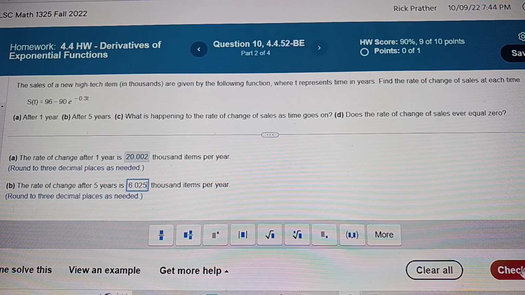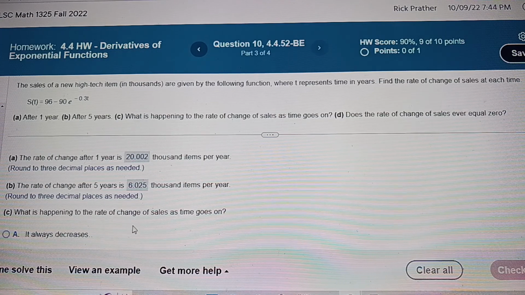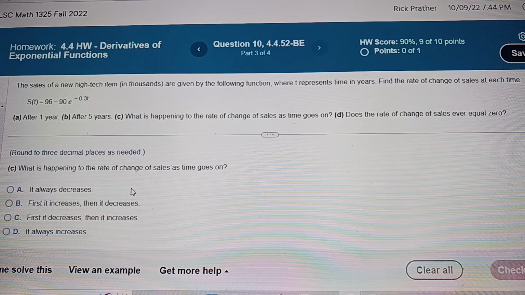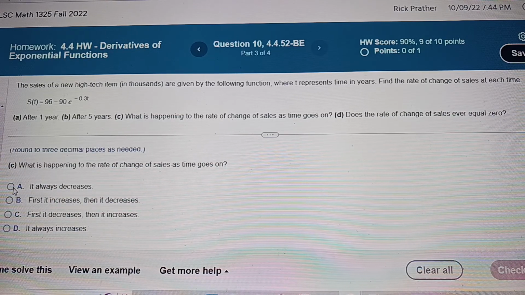1,000 items per year. What is happening to the rate of change of sales as time goes on? As time goes on, notice this is getting smaller from 20 down to 6. And part of the reason for that is when you have e to a positive exponent, the graph increases in algebra. That's a graph that rises to the right. But if you make it negative, then it falls down like an exponential decay. So this is like exponential decay, and it's just going to get lower and lower and lower. So it's always decreasing.